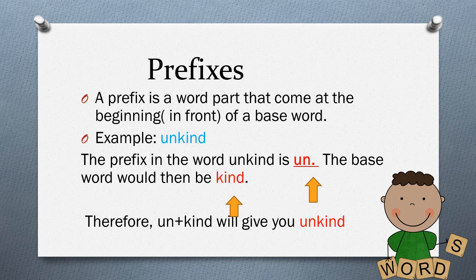The prefix, like we said, is a word part that comes at the beginning, which is in front of a base word. So the prefix in the word unkind would then be un, and the base word will be kind, K-I-N-D. Therefore, un plus kind will give you the word unkind.